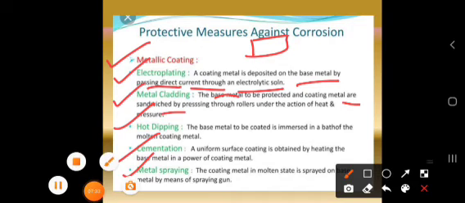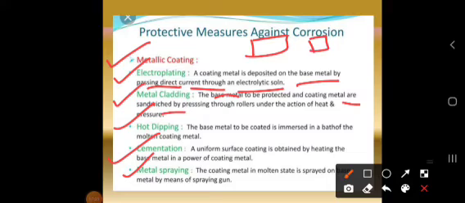Okay, sandwiched means how the sandwich will be. You take two breads, and between these two breads you keep your tomato, capsicum, all these things for taste. In this way, what is metal cladding? You take two metals, and between these two you protect your metal. The base metal is to be protected, and coating metals are sandwiched by pressing through rollers under the action of heat and pressure. In this way it will protect our metal, by covering both the sides.